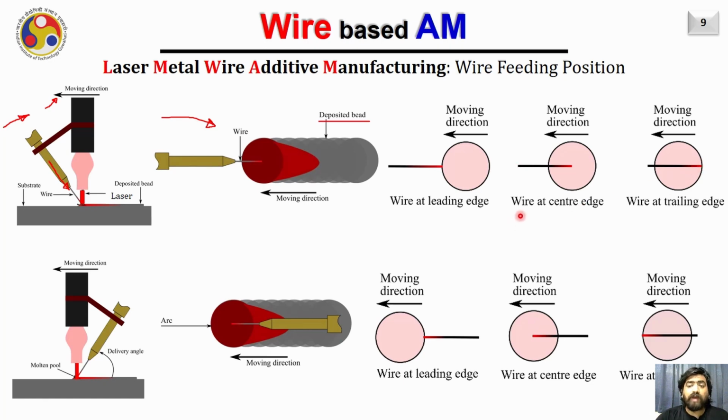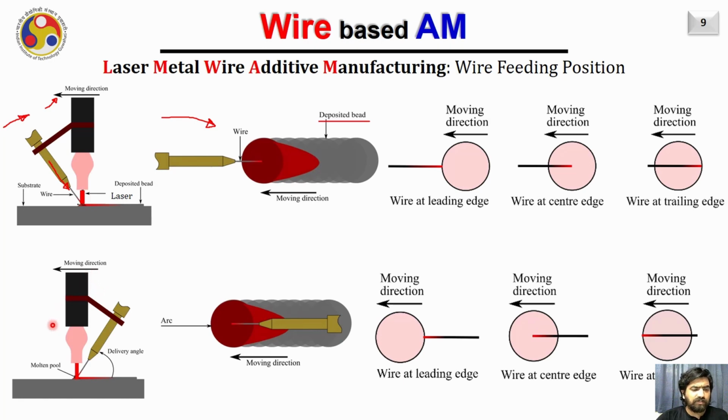If the wire is melting at the center edge, then there may not be many issues, but if the wire is melting at the leading edge or the trailing edge, then you can visualize that if the deposition direction changes, definitely there will be some issues associated with the deposited bead shape and size. The same can be observed in the case of back feeding as well. The scenario is shown here in this diagram.